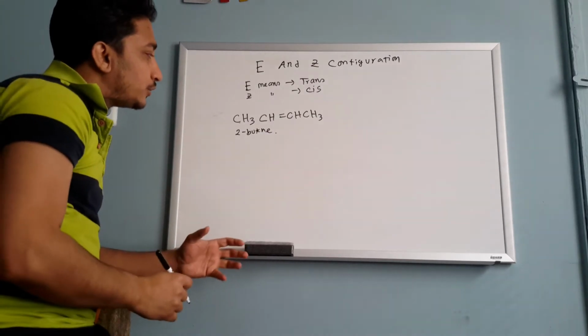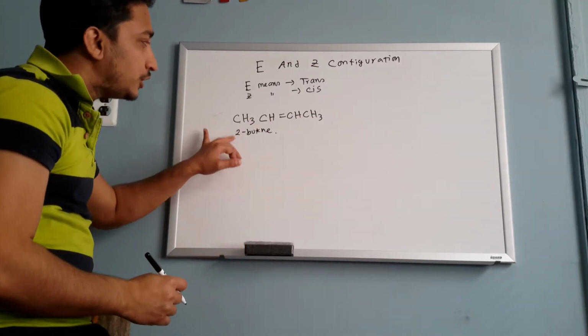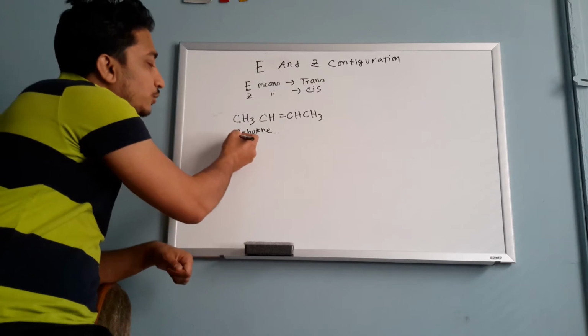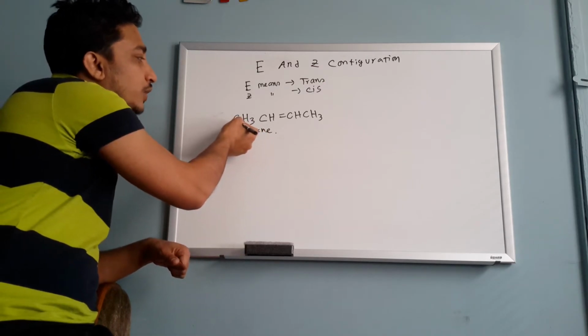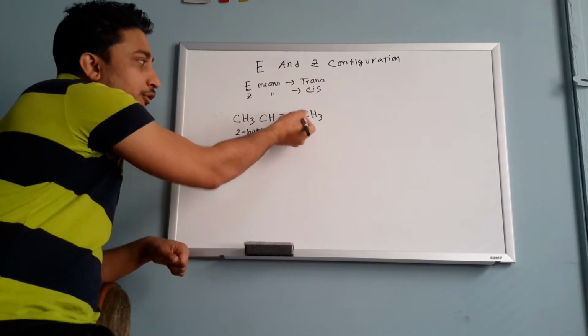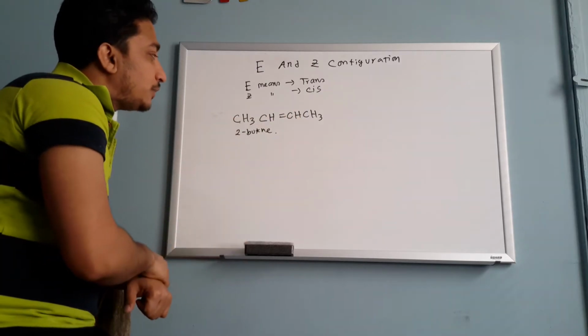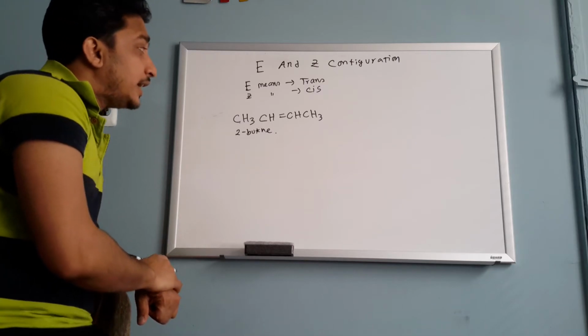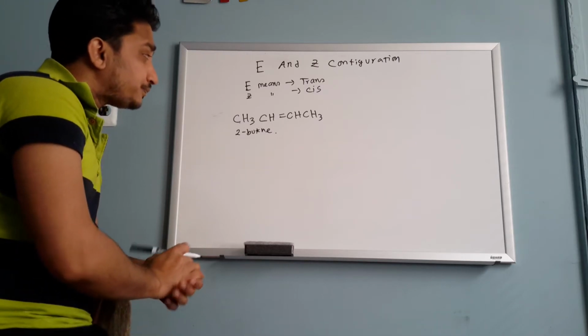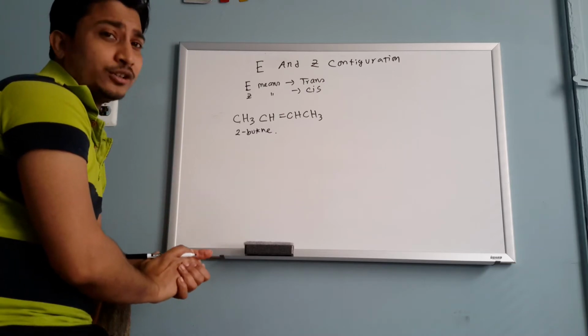So you have to mention that at the number 2 position you have a double bond. That's why we write 2-butene. Why butene? Because there are 4 carbons: 1, 2, 3, 4. That's why we write butene, and my double bond position is the second position. Now we have to figure out the E and Z configuration.